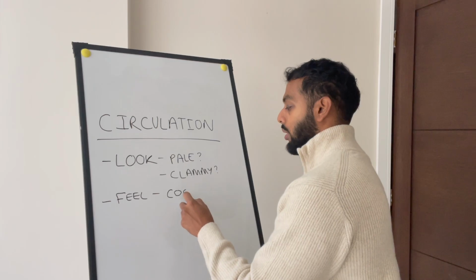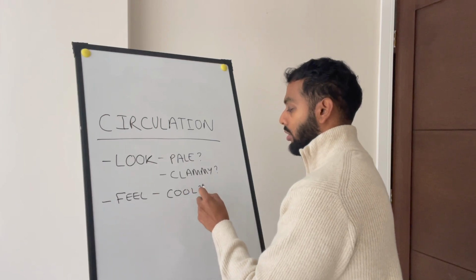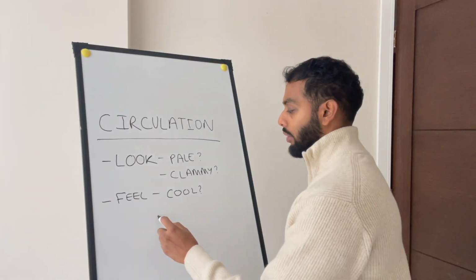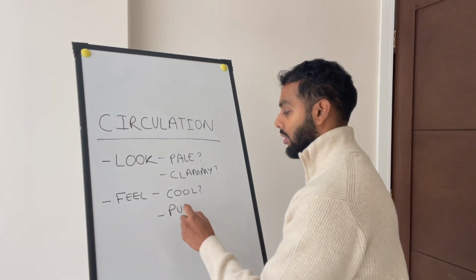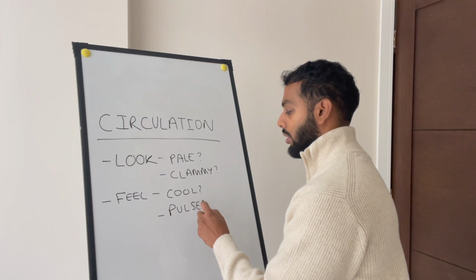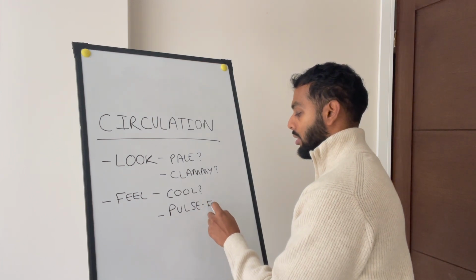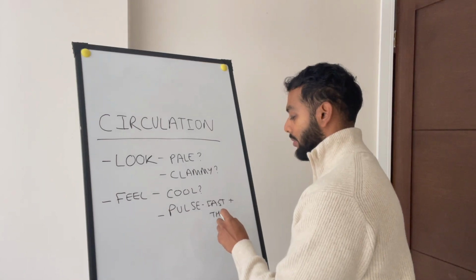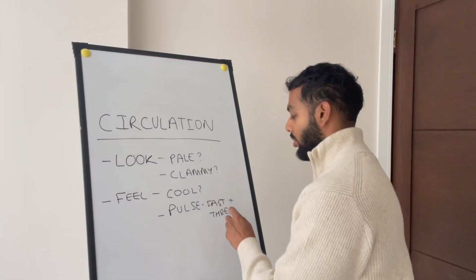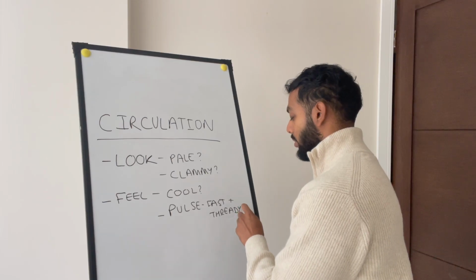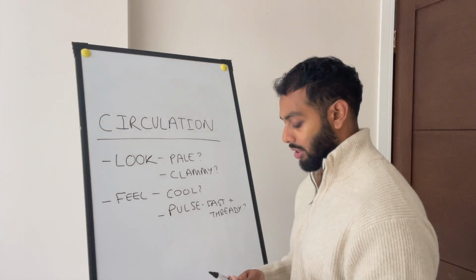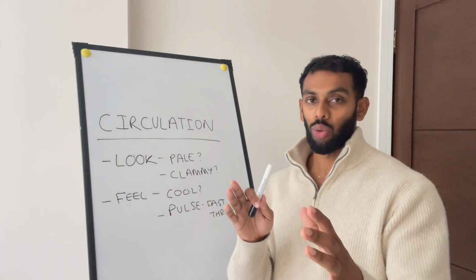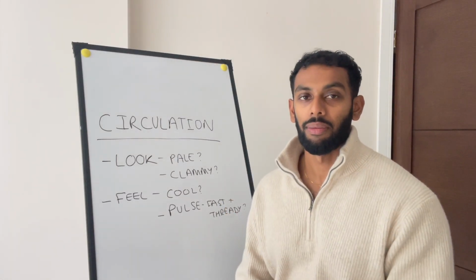Are they cool? Poor circulation? Can't keep the peripheries warm? Have a feel of the pulse. Is it fast and thready? That's an indication of poor circulation. So when you come across these sorts of things, this is just your initial inspection from the end of the bed.